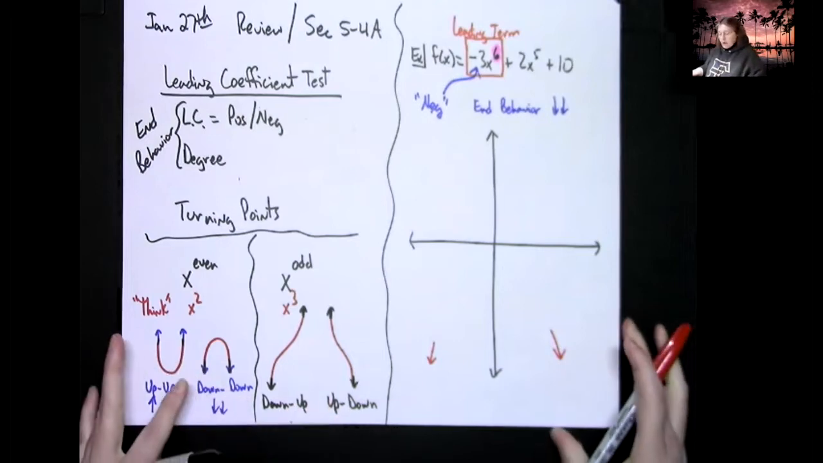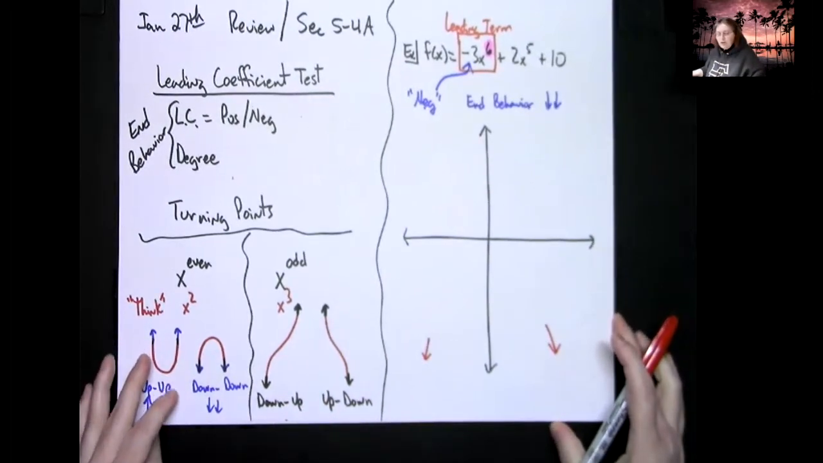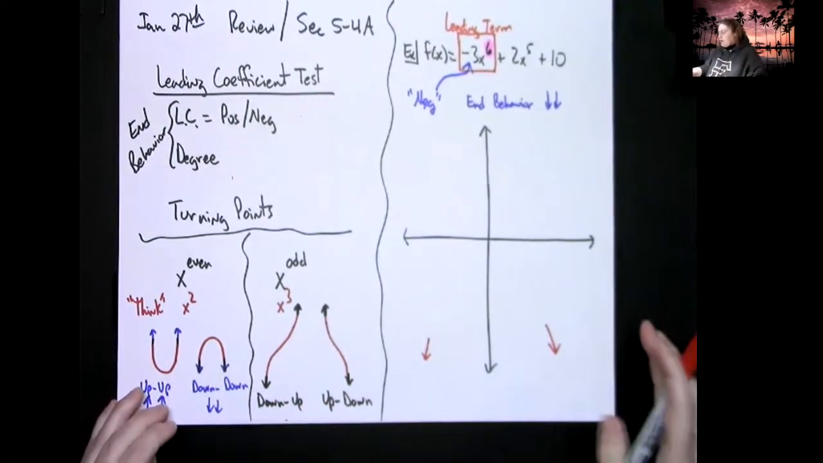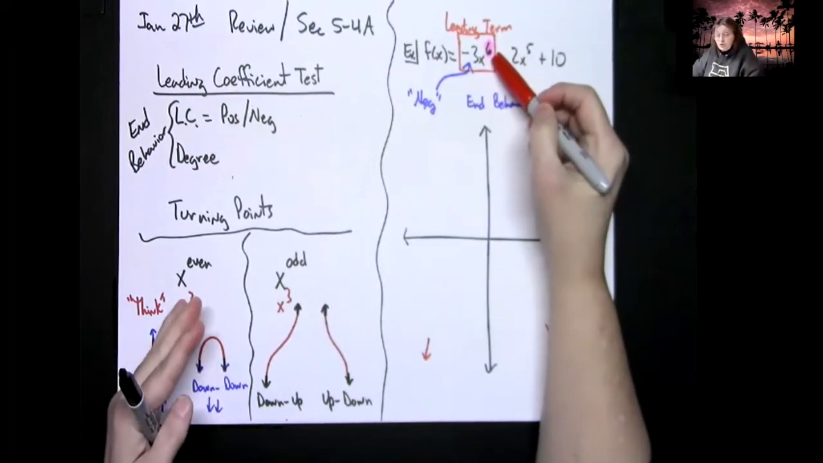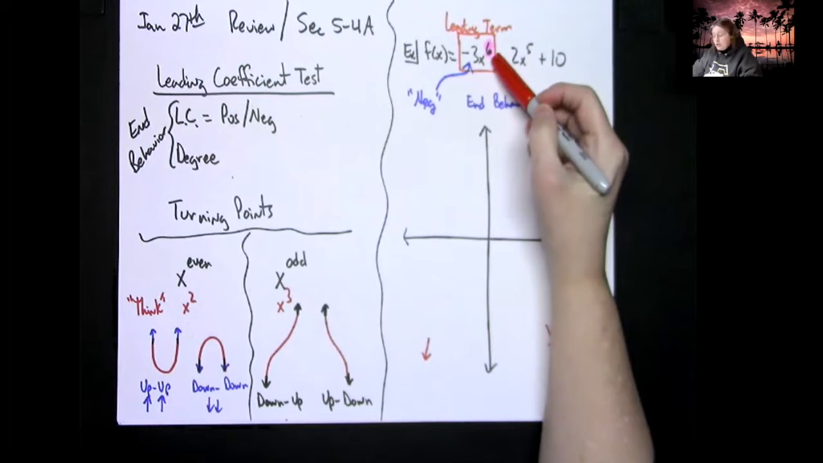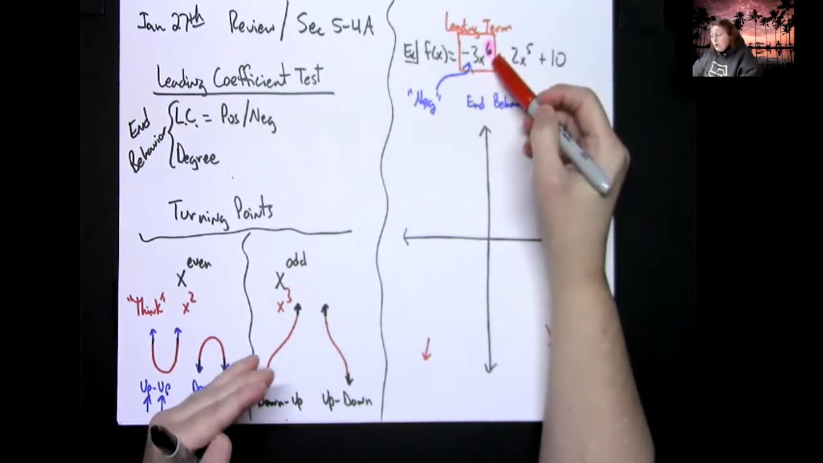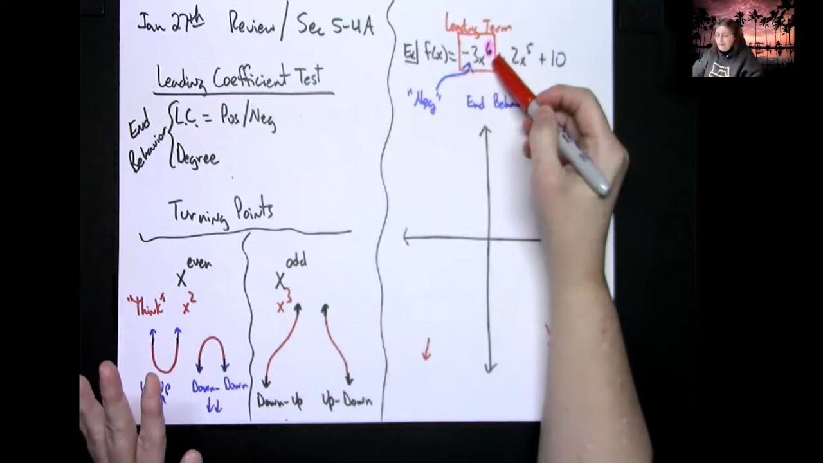There's this rule about turning points. If this is an x to the 6th, I will have at most 5 turning points, one less than that exponent. I don't have to have 5 turning points.